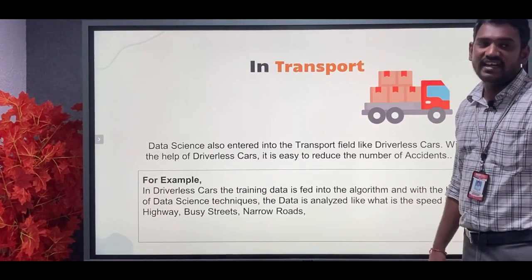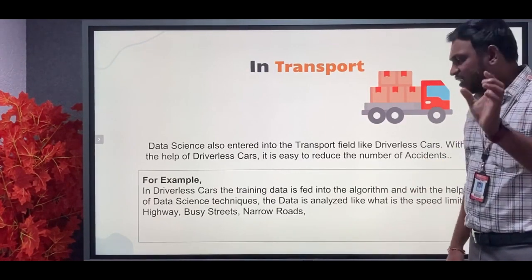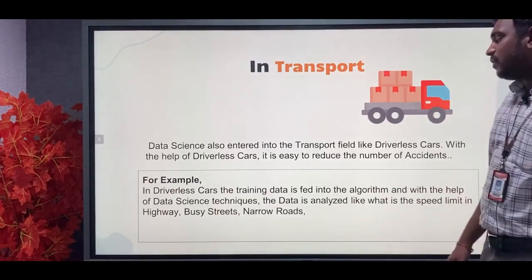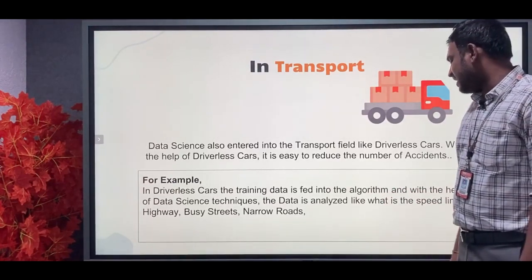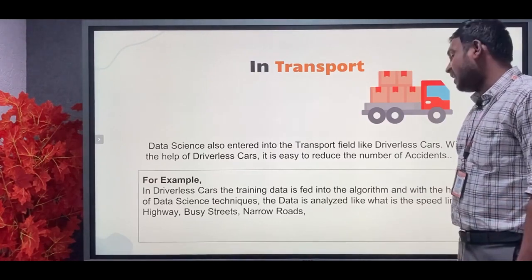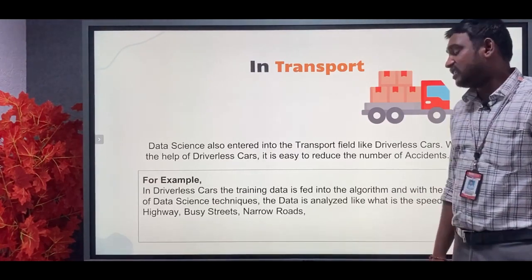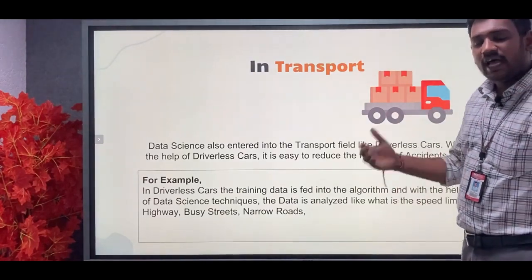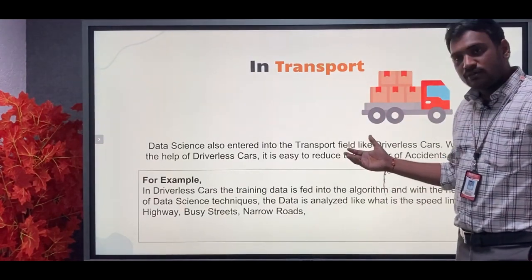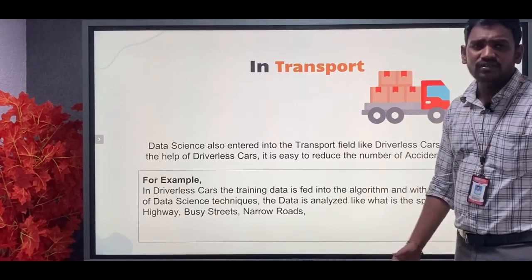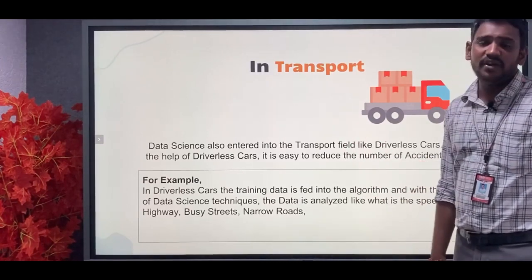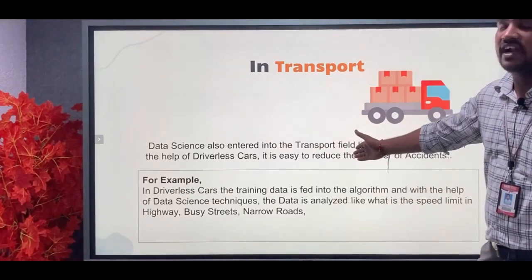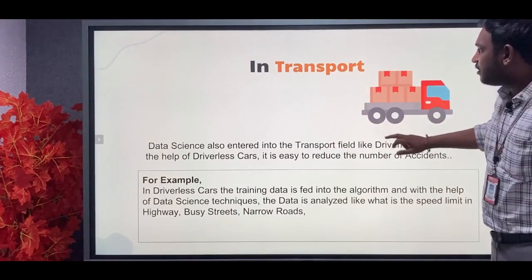So this trained data is already fed into the concerned car's algorithm, and with the help of data science techniques, the data is analyzed, like what is the speed limit on the highway, busy streets, narrow roads, etc. Yes, there is a high speed limit on highways, there is some low speed limit on narrow roads, and on busy streets you have to follow a very slow limit. All those things, without a driver, they are following with the help of data science in the transport field.